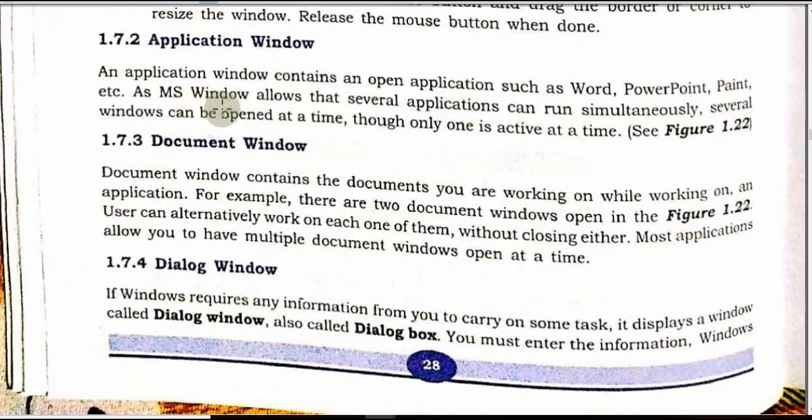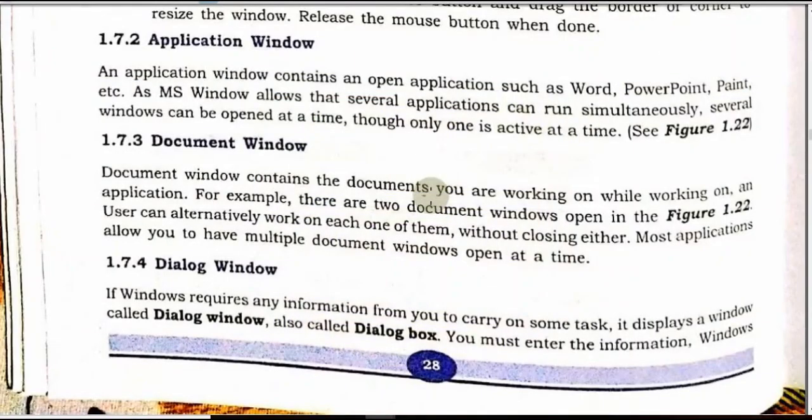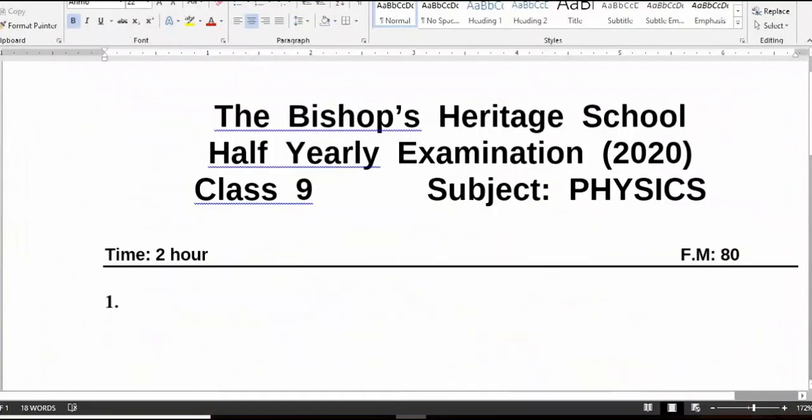Please check the screen. I have opened many windows like this document. Can you see? This is also opened simultaneously. This document is also opened simultaneously, and if I want, I can open another window also. So please check, this window is also open. This is a clear-cut example of many windows. Let me minimize this.